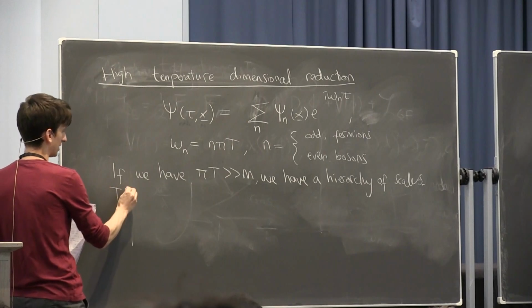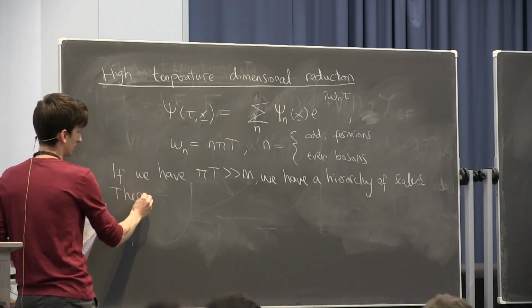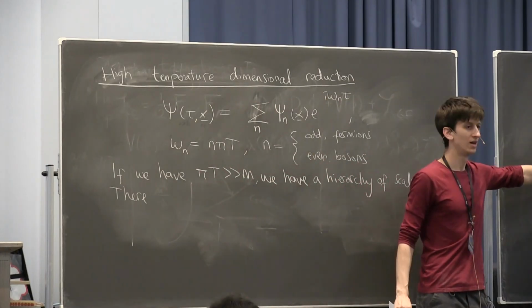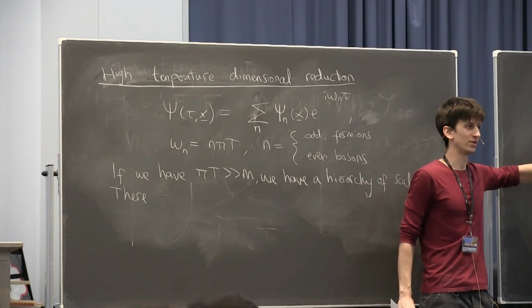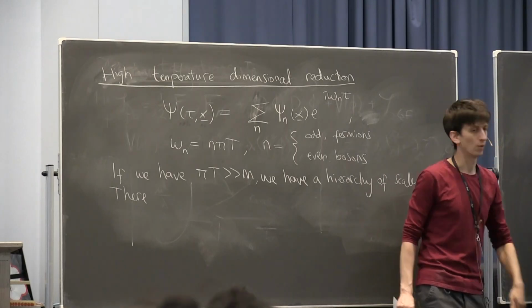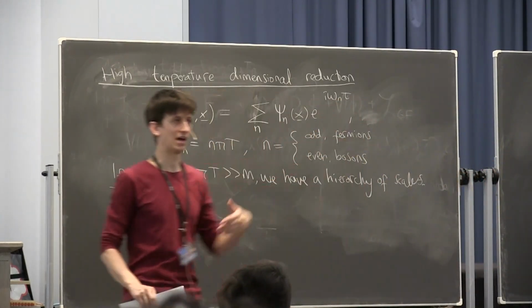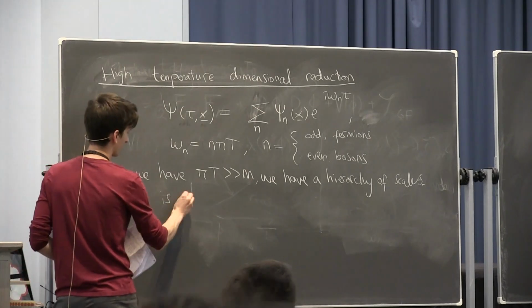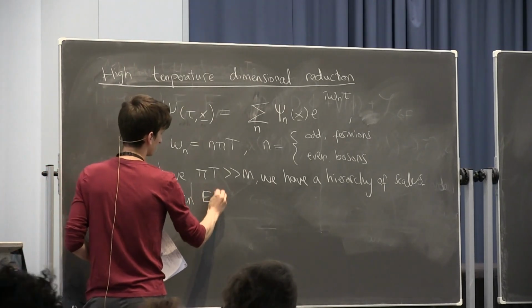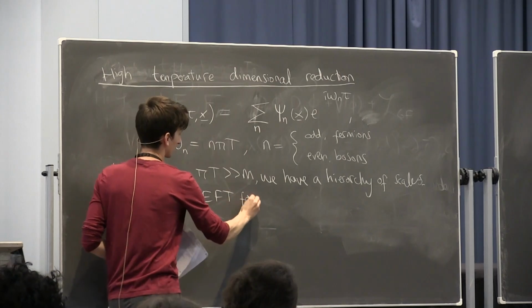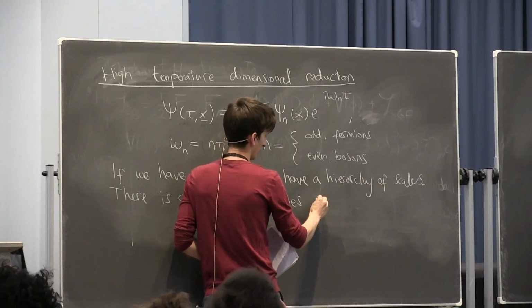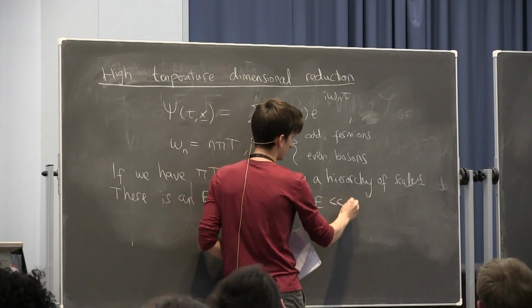And we want to look at phi bar and the dynamics of phi bar. And this thing is zero momentum, so it's at very low energies. So we want to integrate out higher energies and make an EFT. So there's an EFT, an effective field theory, for modes with energies much, much less than pi T.